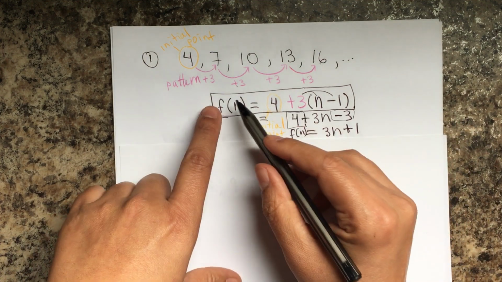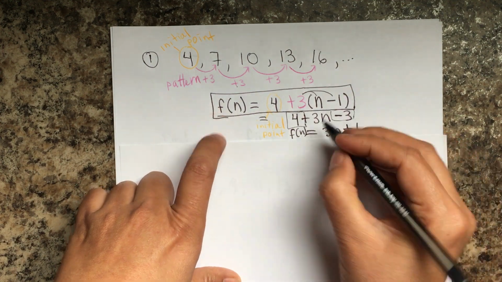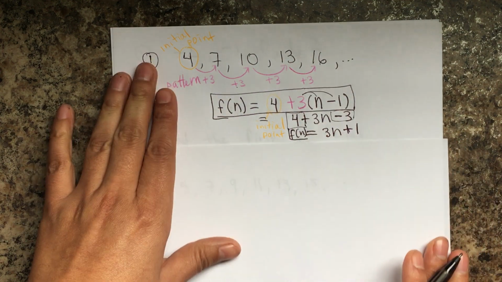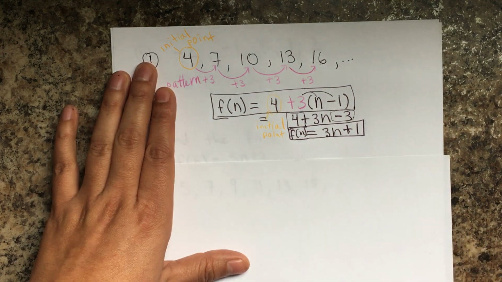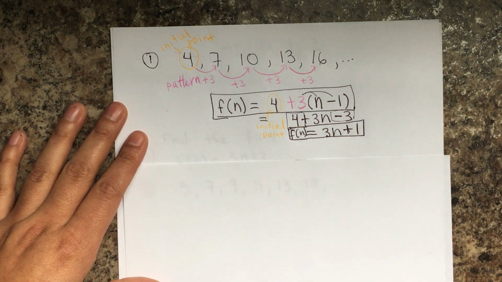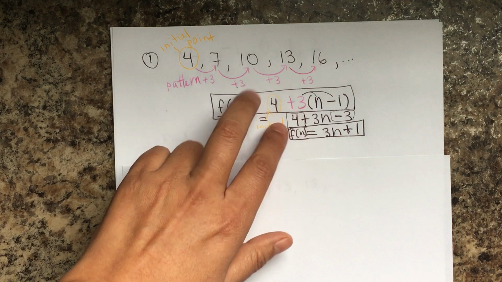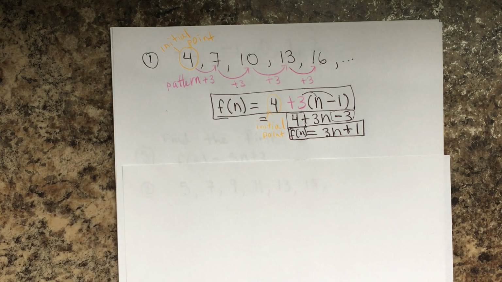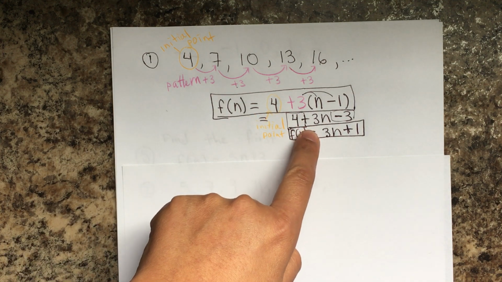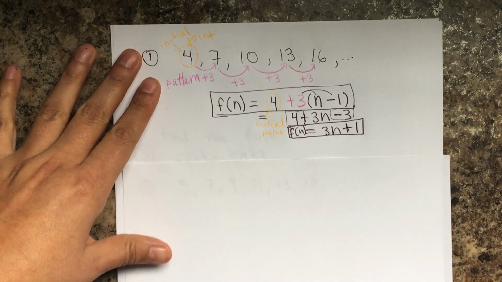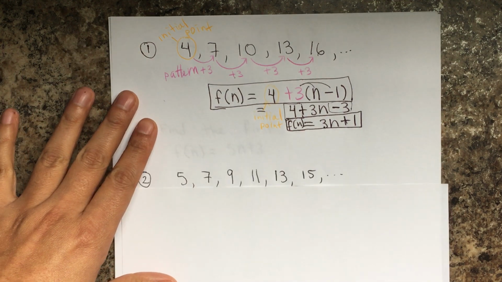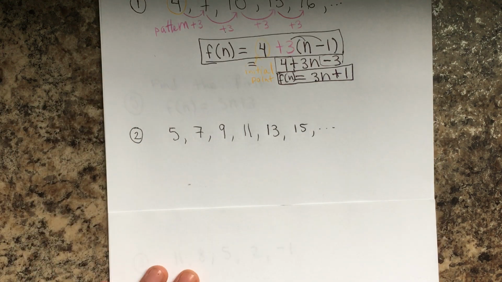So it might be like this, that's not simplified, or you might give the answer simplified by doing distributive property and combining like terms. Either one of these is fine with me. Some teachers will tell you to go all the way here. For me, either one will be perfectly fine. Okay, we have another one here.